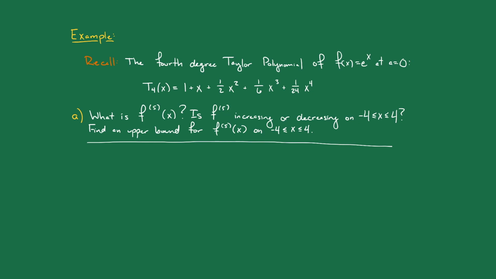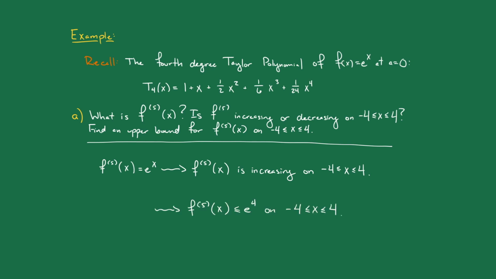The first question is pretty straightforward. Since our function is e to the x, any derivative of that function is e to the x. Moreover, we know from the graph of this function that e to the x is always increasing. And so, where does an increasing continuous function attain its maximum? It'll have to be on the right endpoint of the interval. Therefore, the fifth derivative of e to the x, which is e to the x, is bounded above by e to the fourth on the interval -4 to 4.